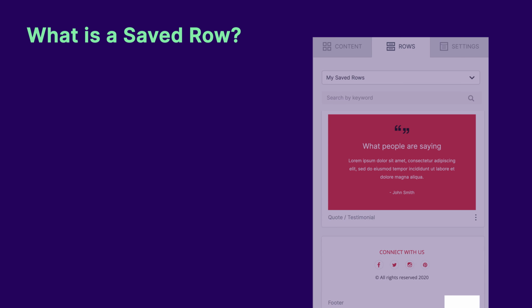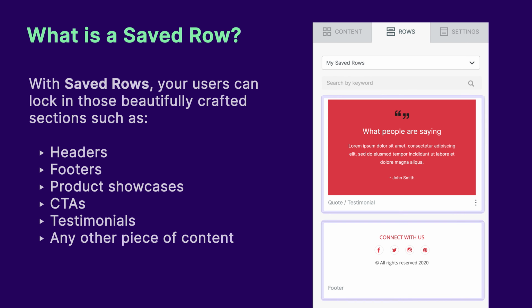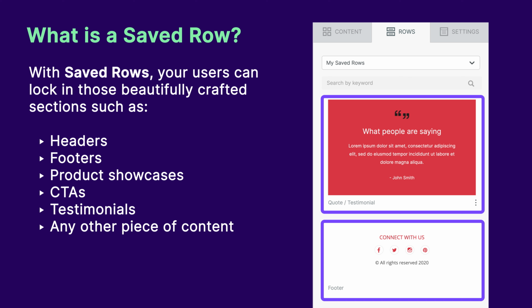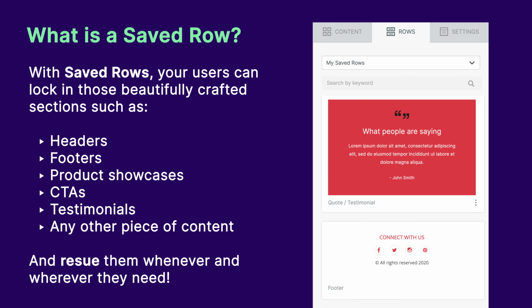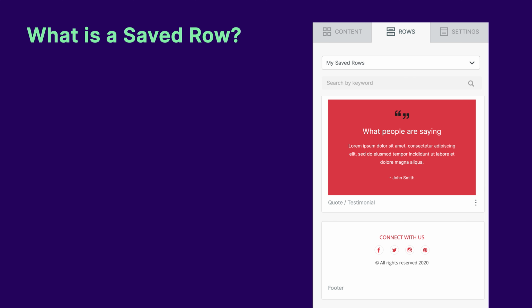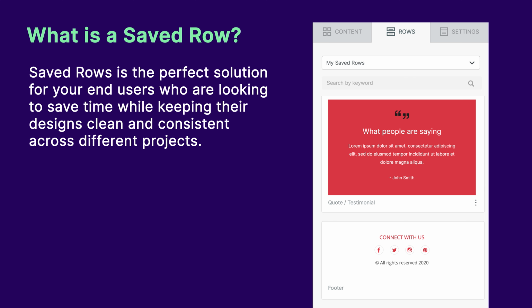That's where the magic of saved rows comes in. With saved rows, your users can lock in those beautifully crafted sections, headers, footers, product showcases, you name it, and reuse them whenever and wherever they need. No tedious recreating, no endless copying and pasting, just drag and drop and they're good to go. Saved rows is the perfect solution for your end users who are looking to save time while keeping their designs clean and consistent across different projects.